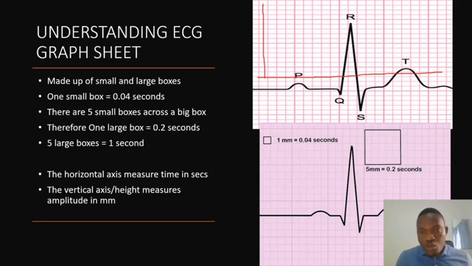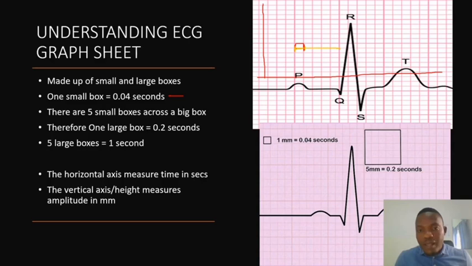So, one small box in time is 0.04 seconds. So, if a wave travels from here to here, that wave has traveled 0.04 seconds. So assuming a wave traveled from this point up onto this point, it has traveled 0.04 seconds. And we had said earlier on that there are 5 small boxes in a big box. So how do I now know the length of time something has traveled across a big box?